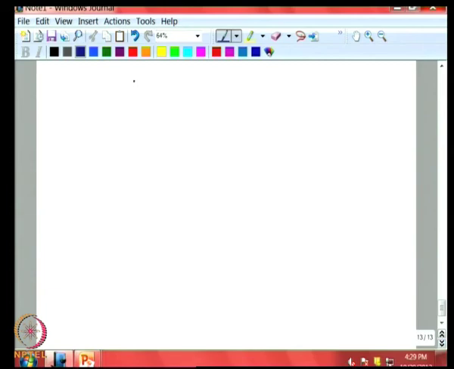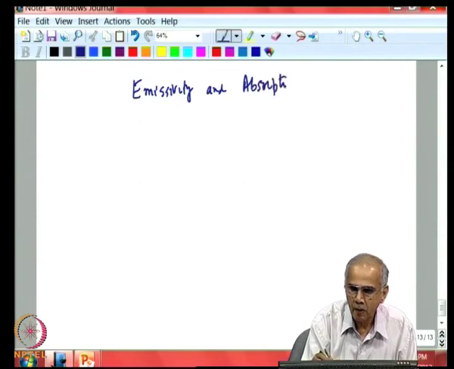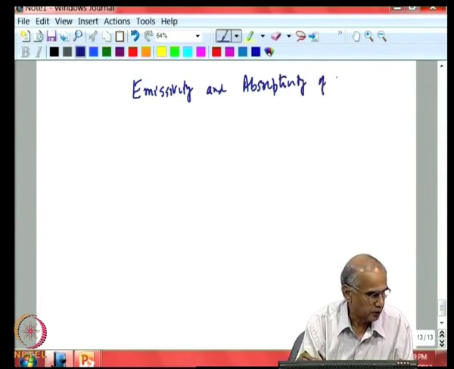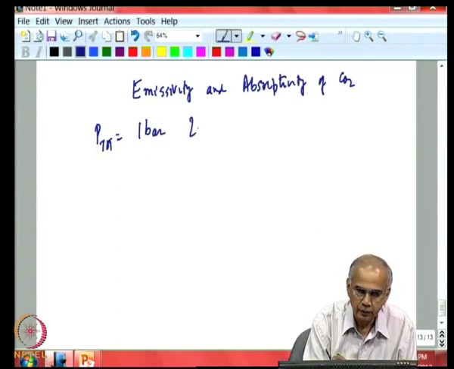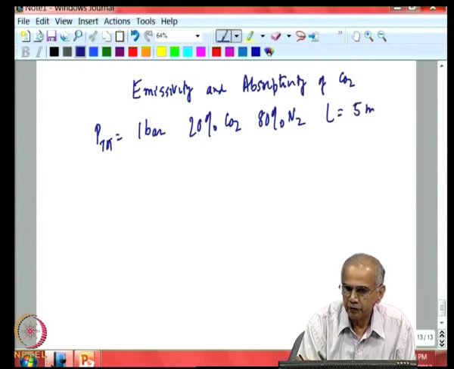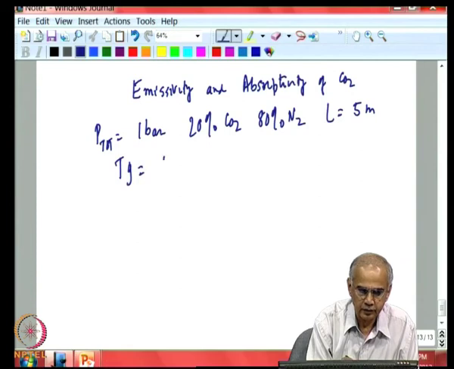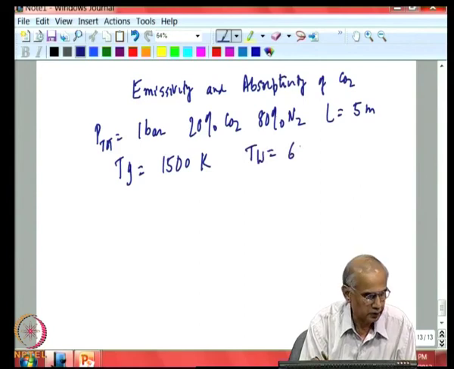looked at the emissivity and absorptivity of carbon dioxide, and we took the example of a gas with a total pressure of 1 bar, typical of a furnace situation, containing 20% carbon dioxide, 80% nitrogen, a length scale of the order of 5 meters, a gas temperature of 1500 Kelvin, and a wall temperature of 600 Kelvin.